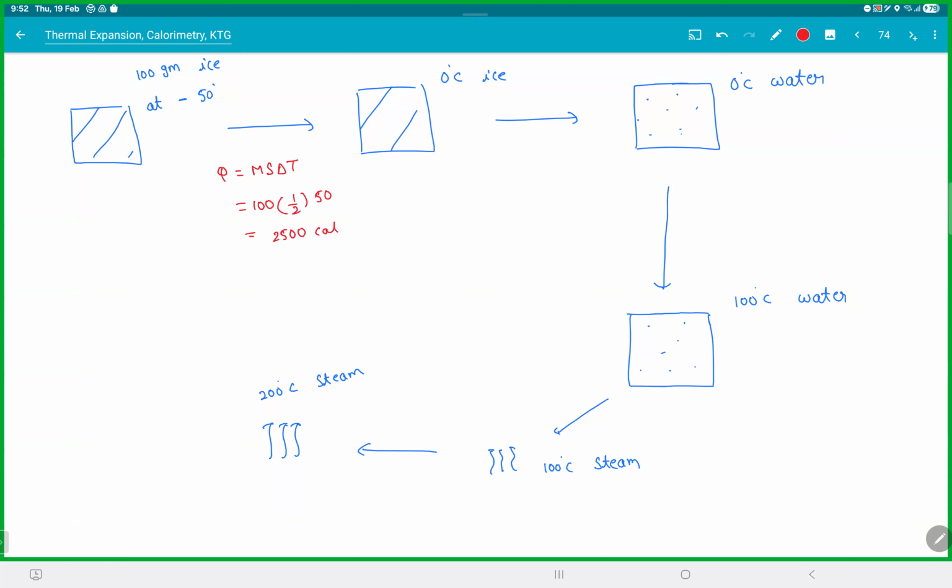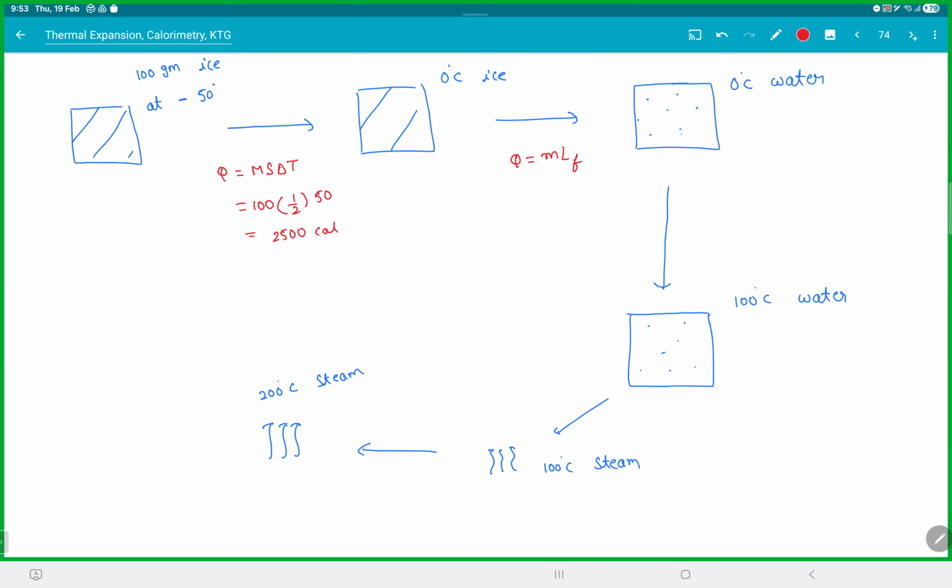Right, Utsa, you also got it. Then you're converting ice into water. Now see, when you're converting 0 degree ice to 0 degree water, temperature is not changing, but substance is changing. This is a phase change. The formula is Q is equal to M into L fusion. That's it. Just be careful.